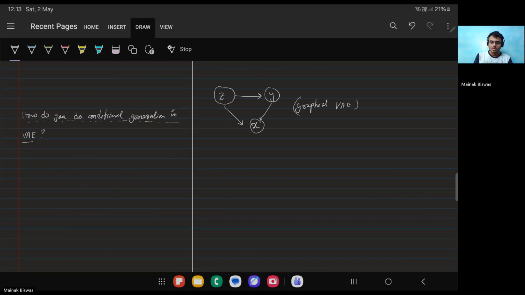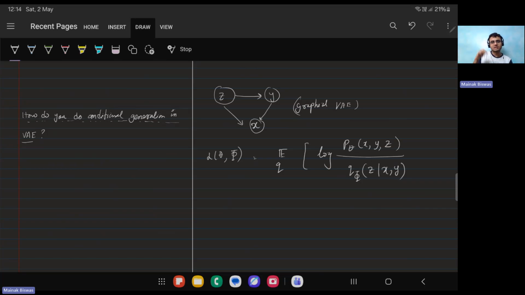So now, the ELBO, L theta phi, if you recall, is given by the expected value of log of p theta of x comma y comma z, the joint distribution, over q phi. You can take any variational distribution, so what we will choose is z given x and y. Because both are known to us, what is the particular latent that I'll get from x and y is what I'll choose. So say this is the variational distribution I choose.